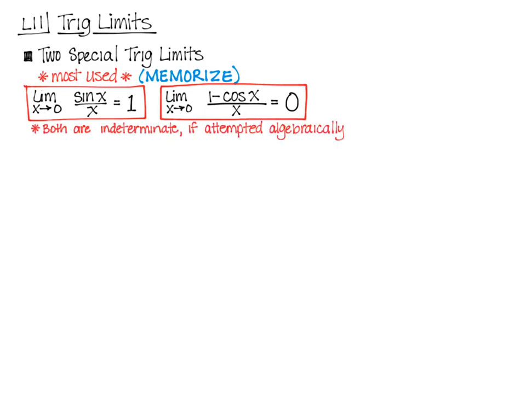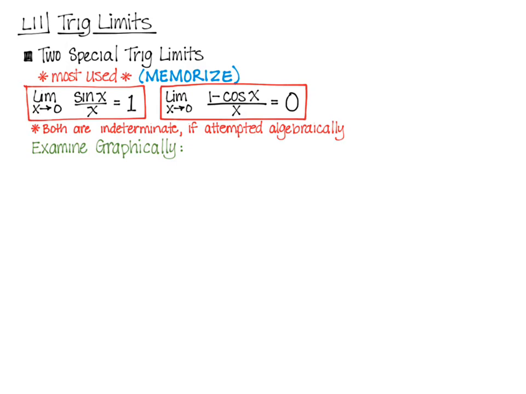Now, both of these, if you just plug in a 0 and attempt to do them algebraically, you're going to get indeterminate form. You're going to get 0 over 0. And we don't really know how to manipulate them yet. So what I need to do right now is just examine them graphically.